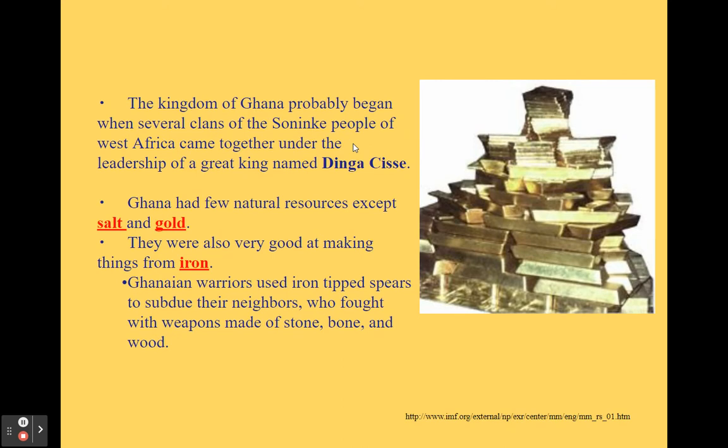Now, we know that their first king was named Dingasise, and they didn't really have many resources other than that salt and that gold. But we know that they were very good at making things from iron. They used iron-tipped spears to attack their neighbors, and the neighbors would generally lose because their weapons were made of stone, bone, wood. They couldn't stand up to those iron-tipped spears. So that's one of the reasons why their empire was able to grow and become so important and rich, because they had much better weapons.